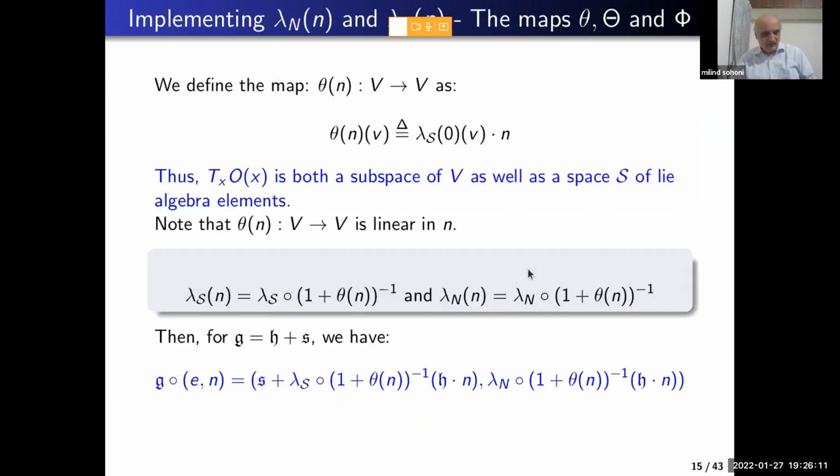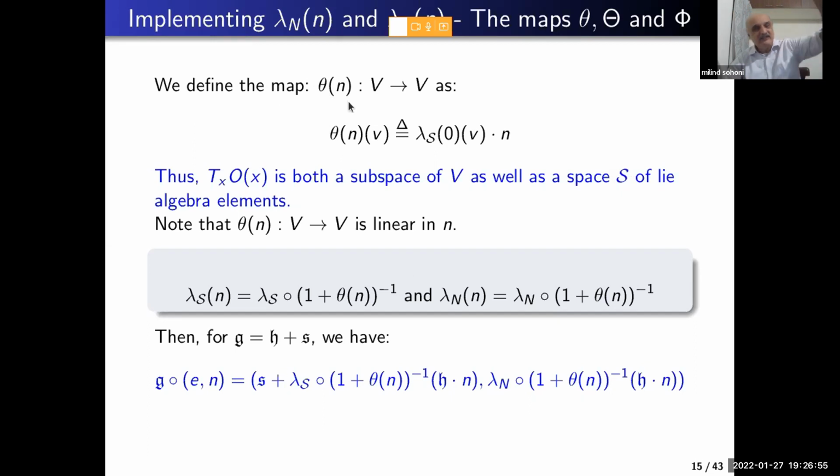And then, as Nitin said, how do I actually go from the lambda n to the projection at the origin, at x equal to 0? I think the trick there is that if I look at the tangent space at the origin, that is at x, then S should be equated both as an element of V as well as a Lie algebra element in the complement S. So it has this dual role, and I have to define this theta.